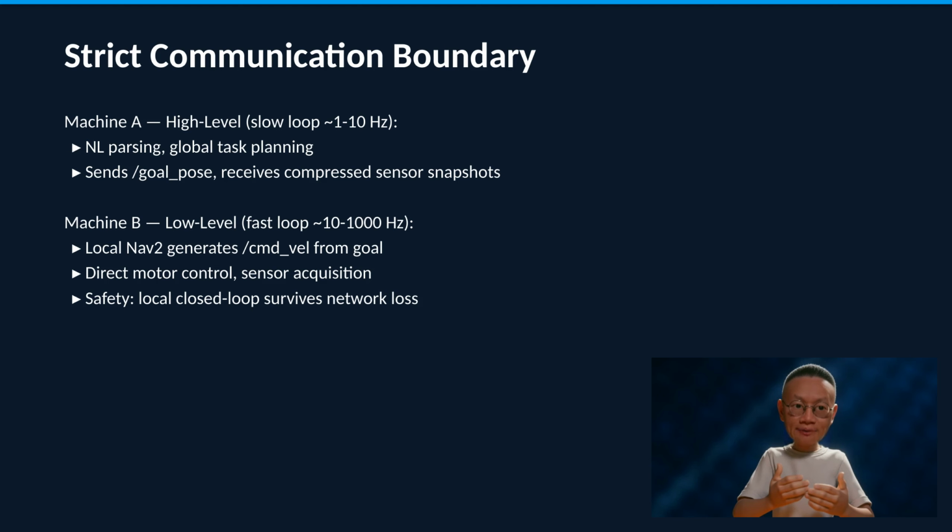This includes natural language parsing, global task planning, sending goal poses, and receiving compressed sensor snapshots. Machine B handles low-level control at a fast loop of 10 to 1000 Hz. The local closed loop means the robot survives network loss safely.